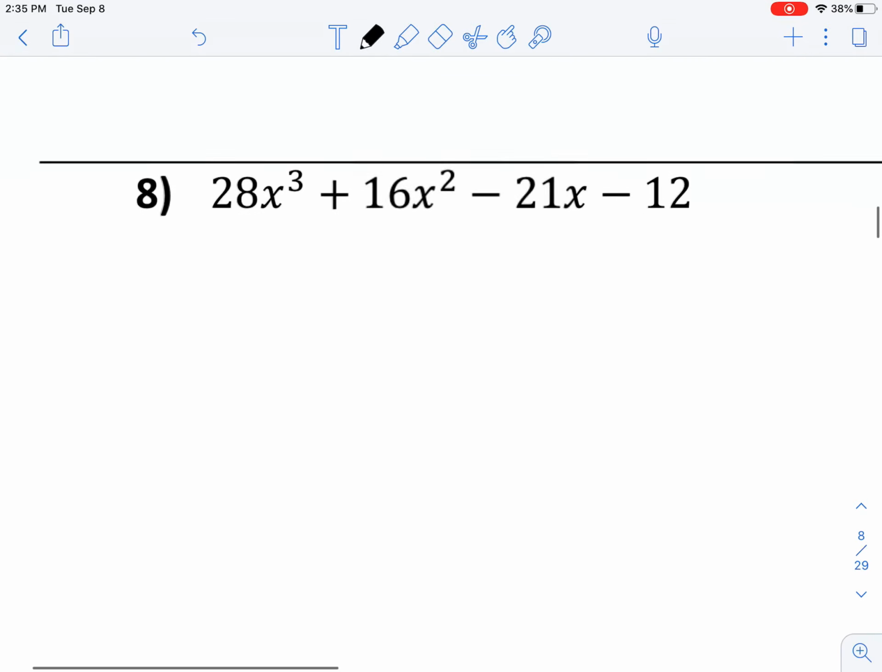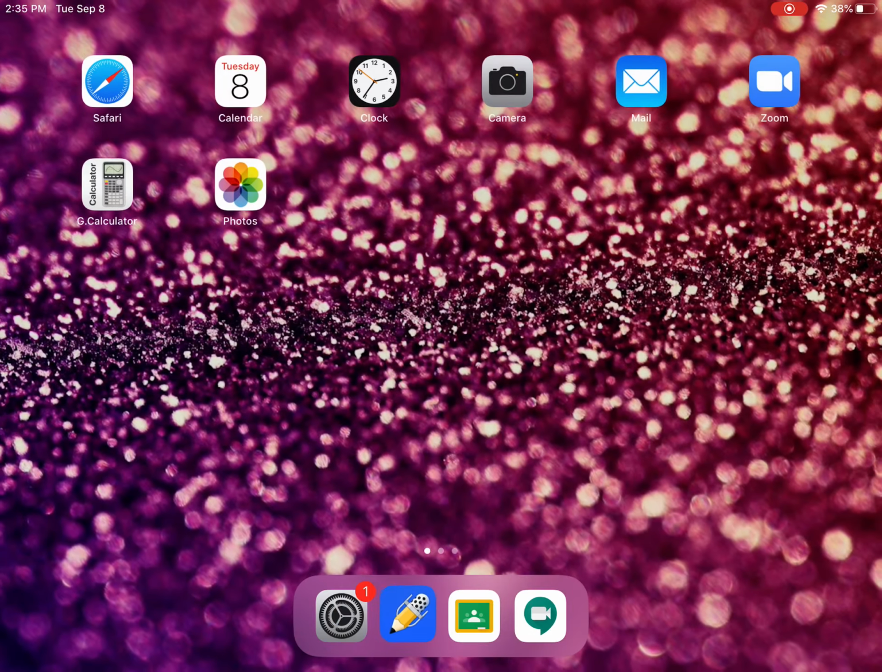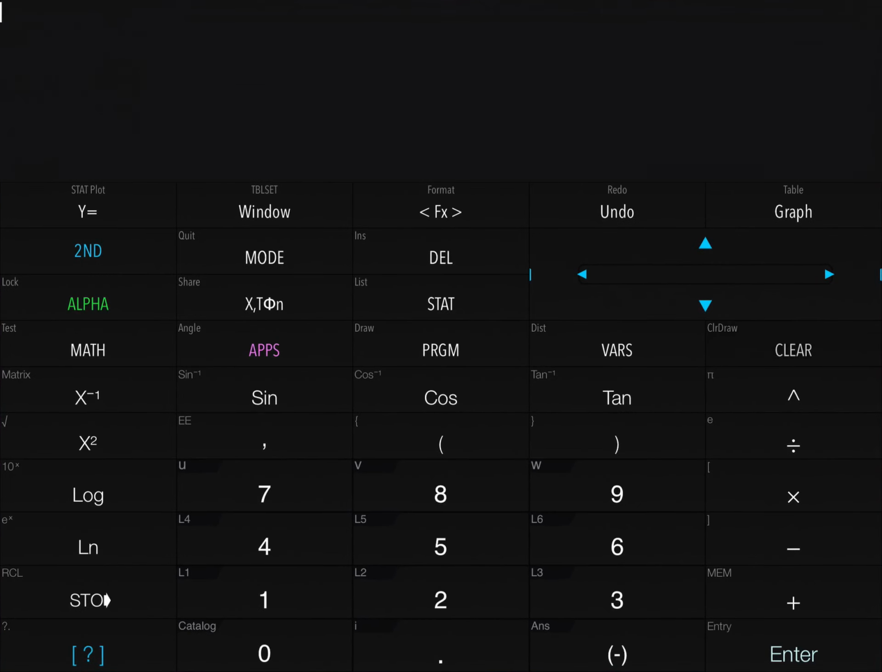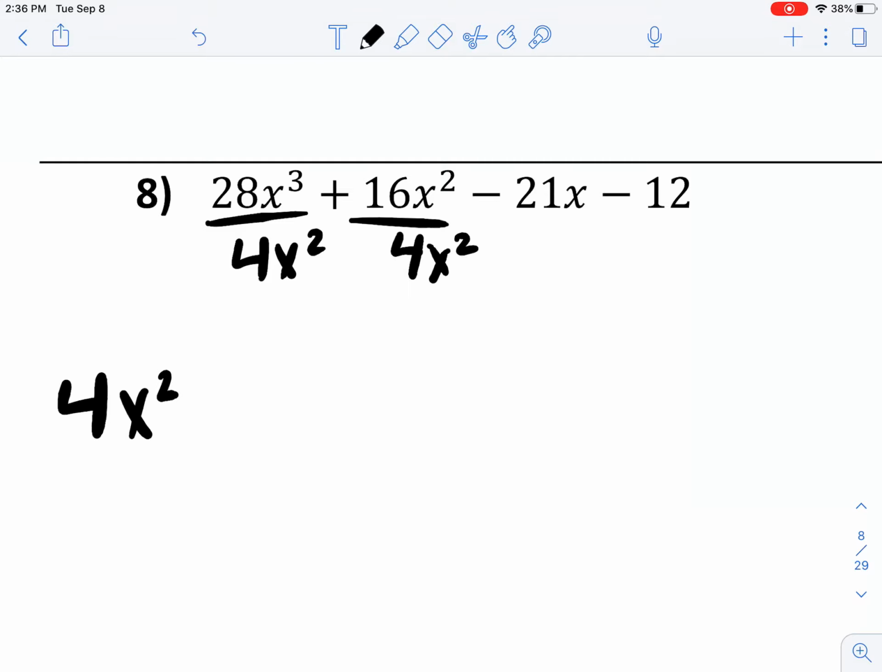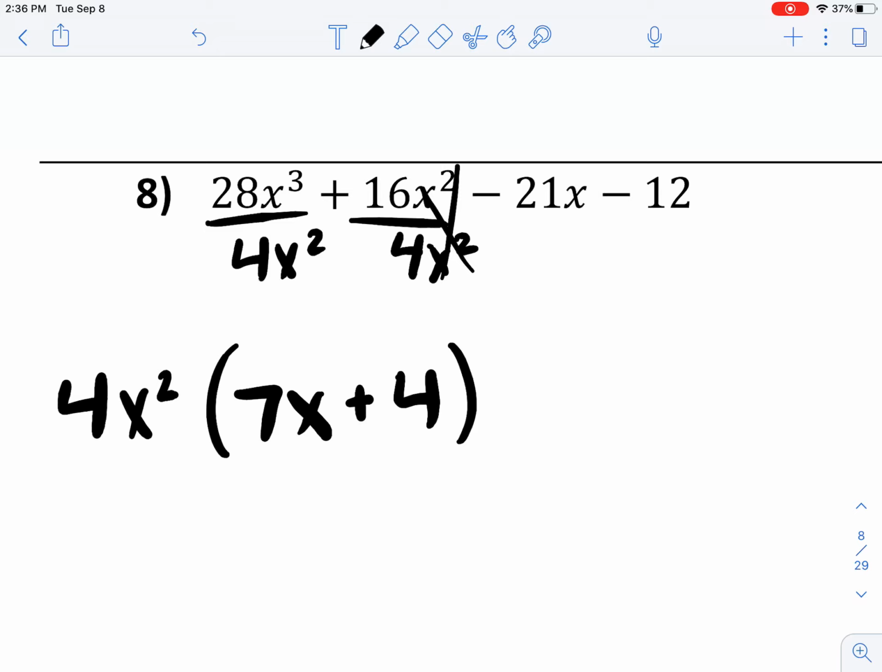Four more questions. Number 8. I'm going to math num 9, 28 comma 16, and we get 4. So my GCF for this group is 4x squared. When I divide by 4, I get 7x plus 16 divided by 4 is 4, and then the x squareds cancel. Now I'm going to bring down my minus sign.